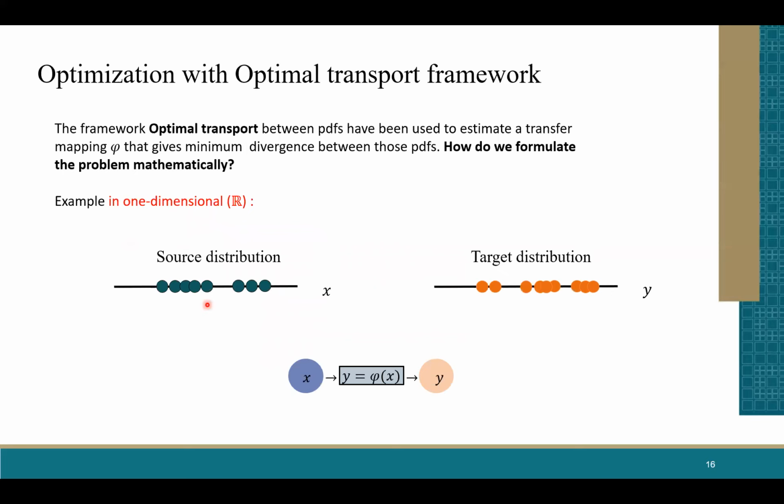So the first framework that has been explored in my research is optimal transport between PDFs. So it's a good idea to give a brief background. What is optimal transport and how to formulate the problem mathematically?